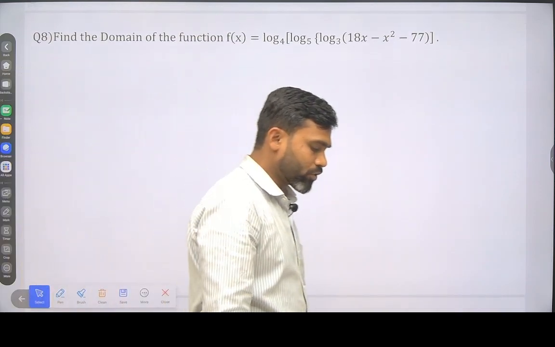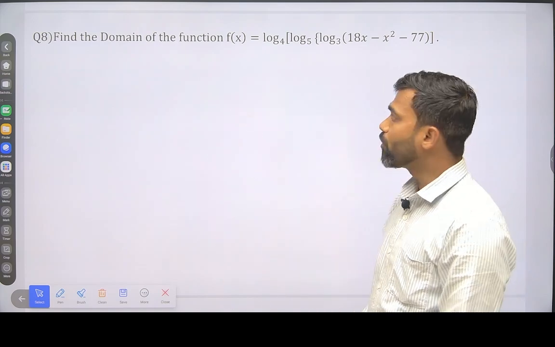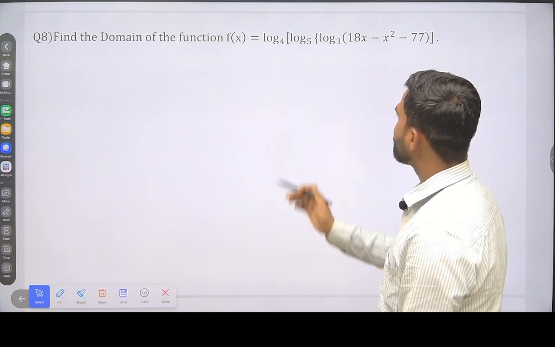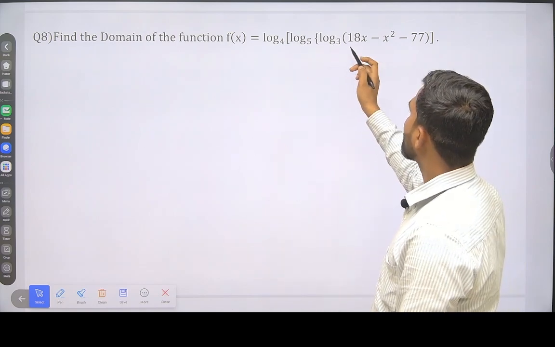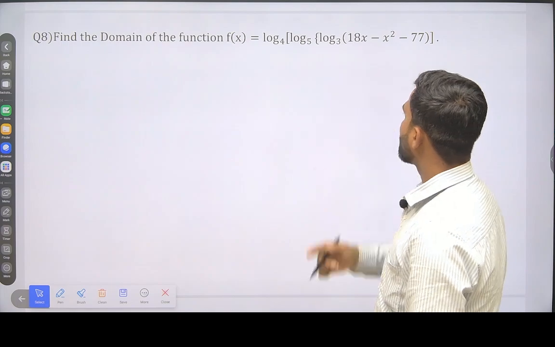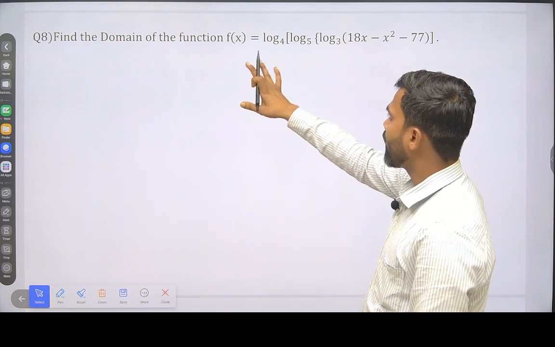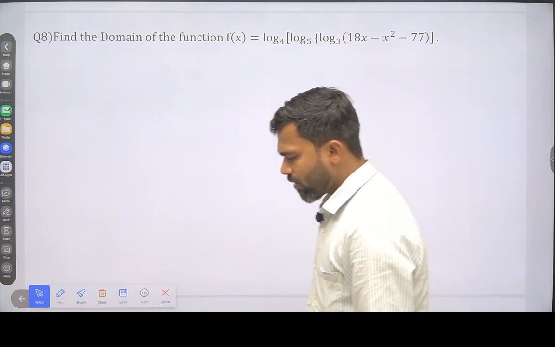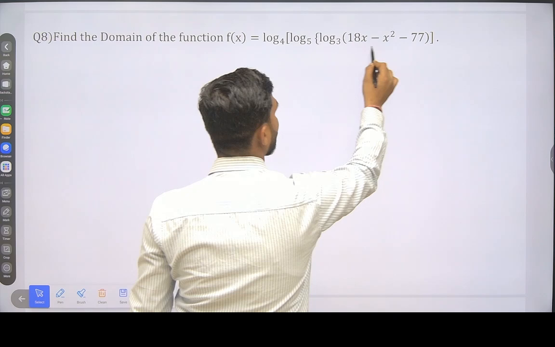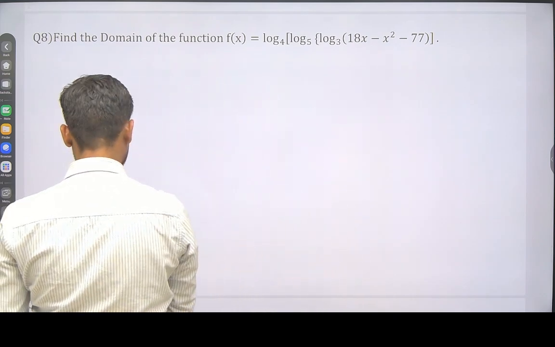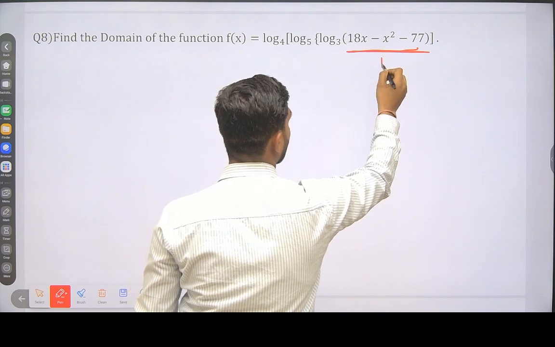So just read the question carefully. What is the question? Find the domain of the function f of x is equal to log base 4, and here also we have got log base 5 and log base 3, and this we have got 18x minus x square minus 77, right? So we have to find out the domain of this function. So first of all, this log should be defined. If you consider this as suppose k, right?